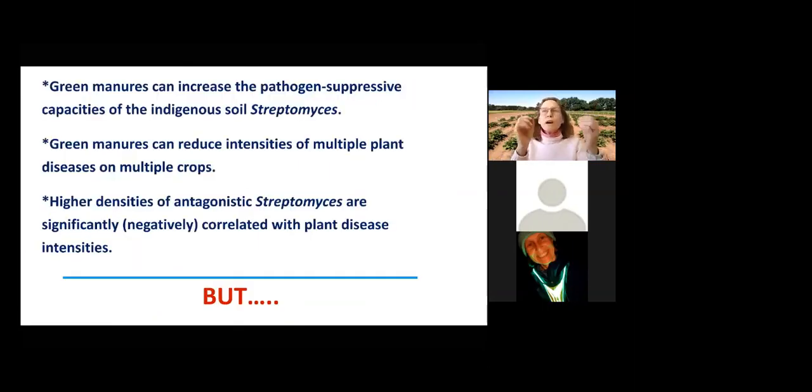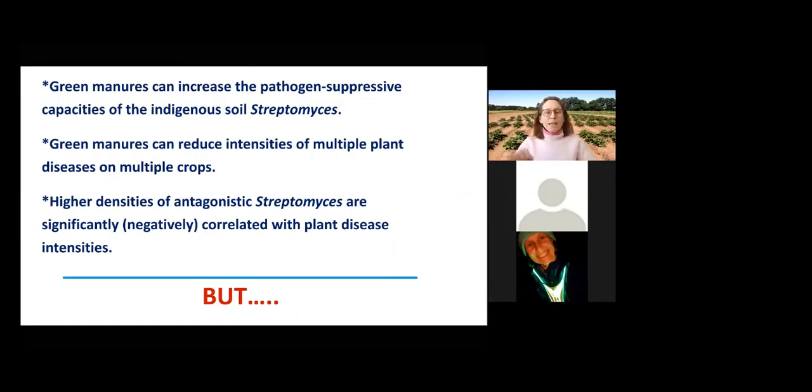And so we found, in fact, the green manures could increase this target population in the soil microbiome. They could reduce disease intensities, and those two things were significantly correlated, which for us was very exciting because it suggested this model idea that we can manage those indigenous communities to achieve a functional outcome is possible.